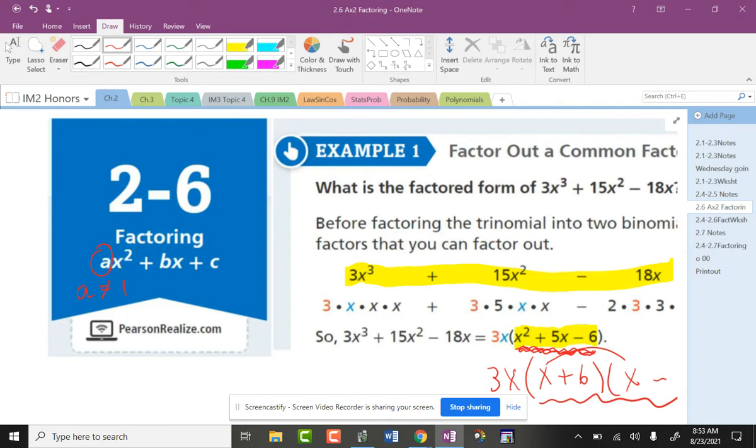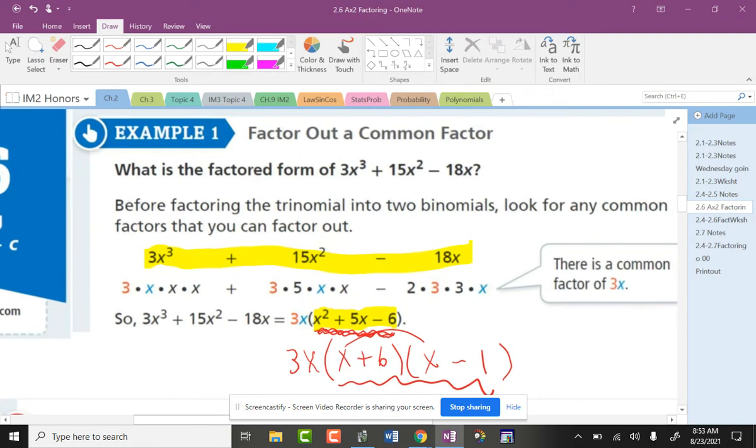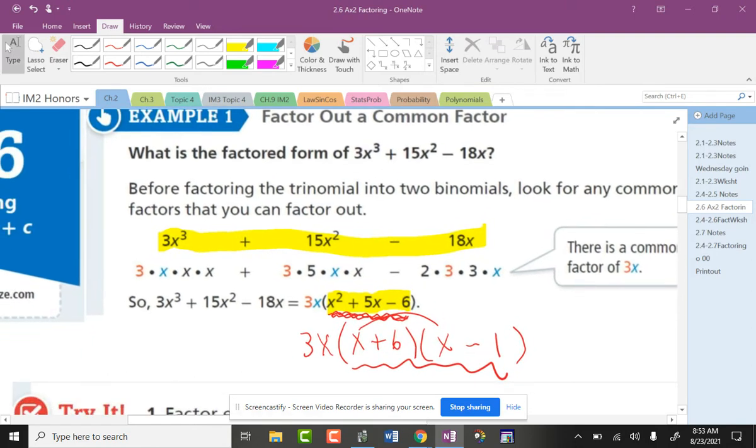Within this section, there's a ton of GCFs. So always, even if I go against that during the notes today, if I forget, always make sure you get a GCF out first.